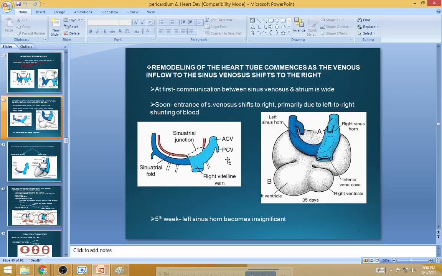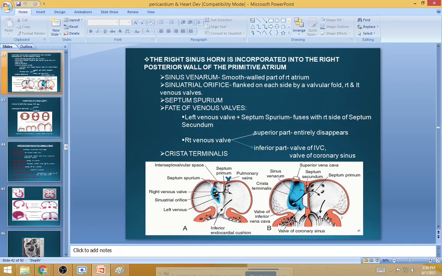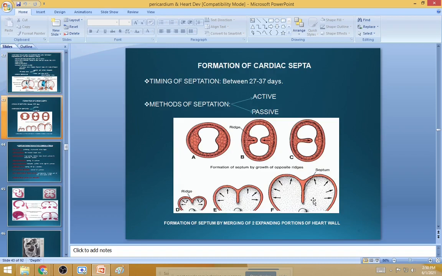So let us just see. Here we saw the septum spurium, this is the septum primum, this is the foramen primum, these are the cushions, these are the different venous valves. Now it has expanded, the inferior part of the right venous valve forming the eustachian valve and the Thebesian valve. Then there comes the septum secundum. Now there is the foramen ovale. Once the pressure increases, this foramen ovale is closed. Okay, it disappears. There is no foramen ovale.